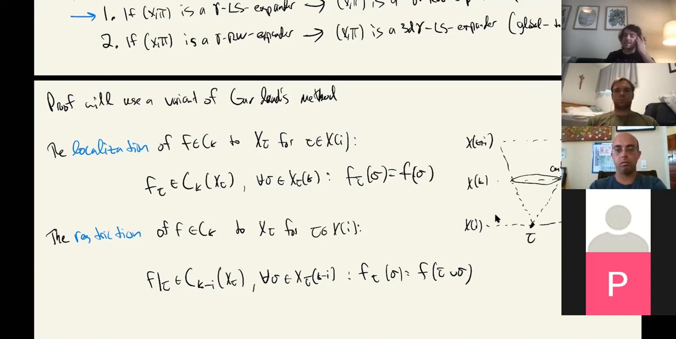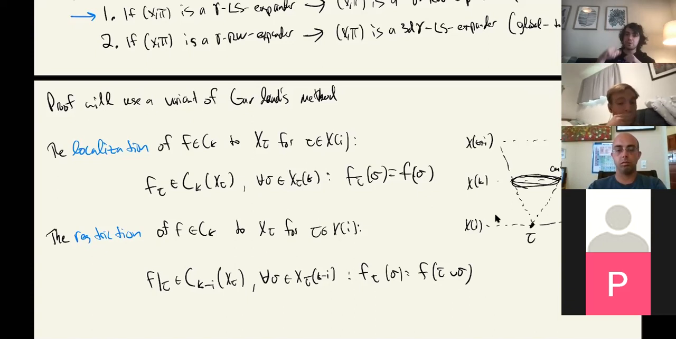So the idea is that, in essence, the restriction of f to tau is just looking at the function f across these k-level faces. When you remove tau, they become a function on the (k minus i)th level of the link, right? Because when you remove tau, you move down i dimensions because you're removing an i-face. But in essence, the function still remains on level k of the whole complex.